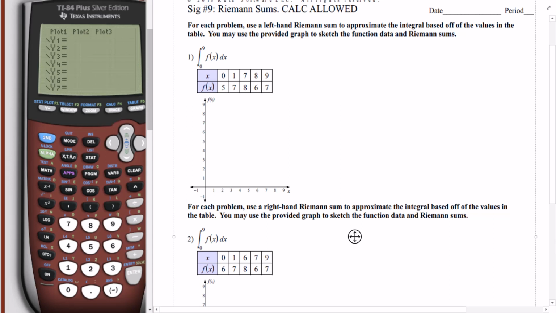Hey everybody, here we are doing SIG number 9. I'm going to walk you through how to do these problems, but before I do that, I just want to explain again why we did Riemann sums.